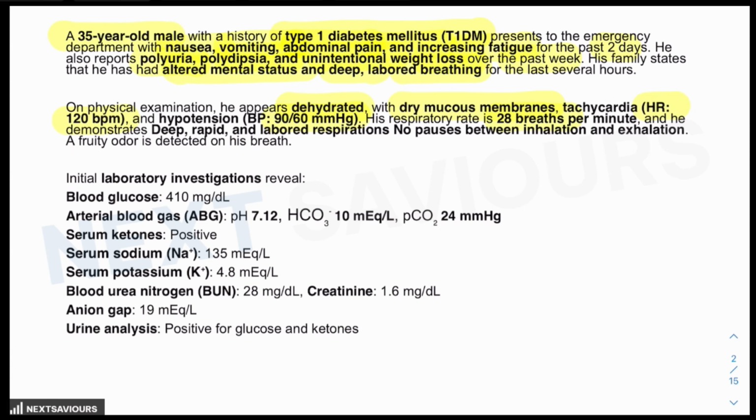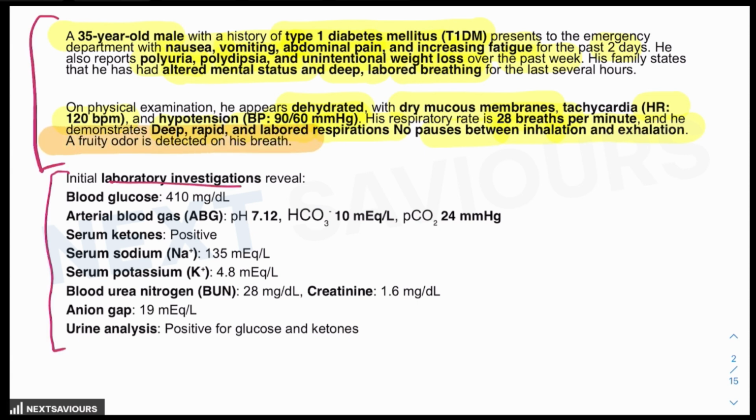Respiratory rate is increased, and he demonstrates deep, rapid, labored respiration with no pauses in between inhalation and exhalation. So, this is how the Kussmaul's breathings are identified. Fruity odor is detected in his breath. So, these are the clinical features.